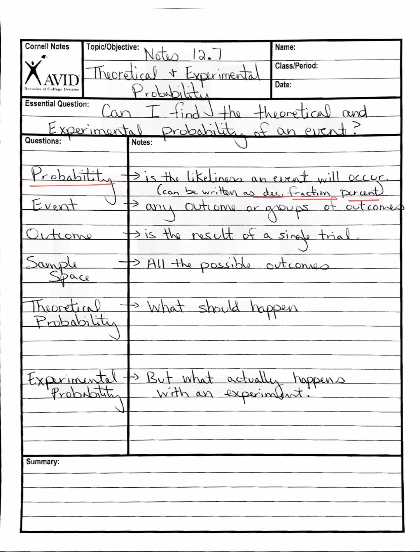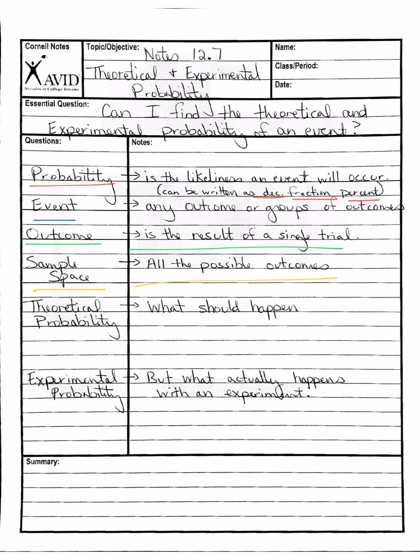So let's talk about what the event is. The event is any outcome or groups of outcomes. And so then, of course, that leads us on to what is an outcome? Well, an outcome is the result of a single trial. The very last one we want to talk about here would be sample space, and what sample space is, is all those possible outcomes.